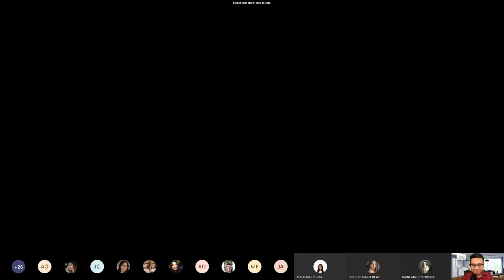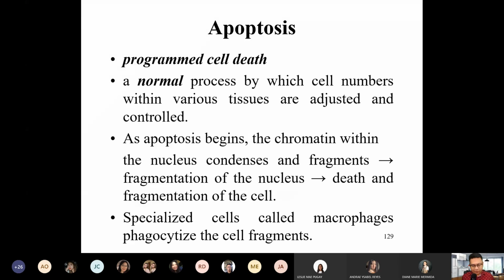And finally, we have our cell death. Okay. Now, apoptosis is programmed cell death. Why do cells need to die? Cells need to die because DNA that has been replicated multiple times can lead to errors.